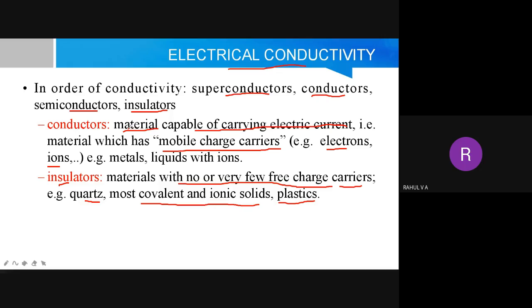Okay, then insulator means it won't allow the passage of electricity or electrons. There is no free electron in that particular material. Examples are the very best example. You know that plastic materials and quartz and all those materials where covalent and ionic bonds are strong enough.